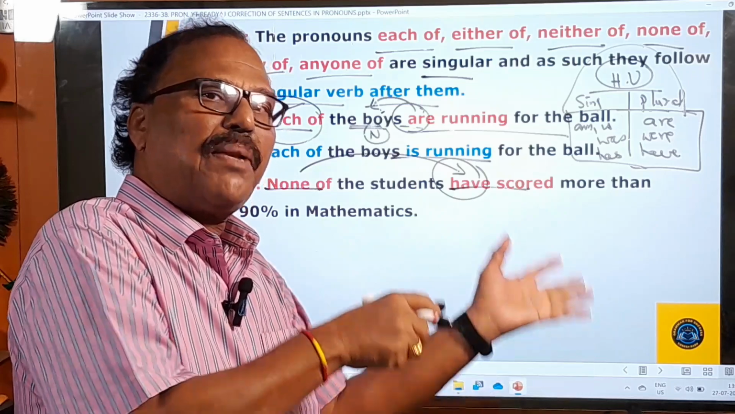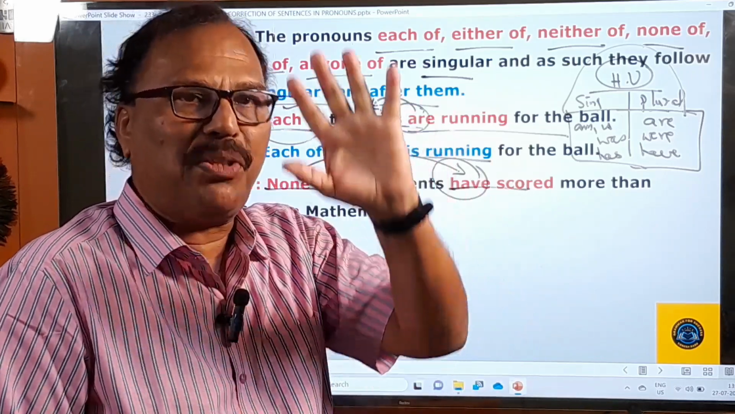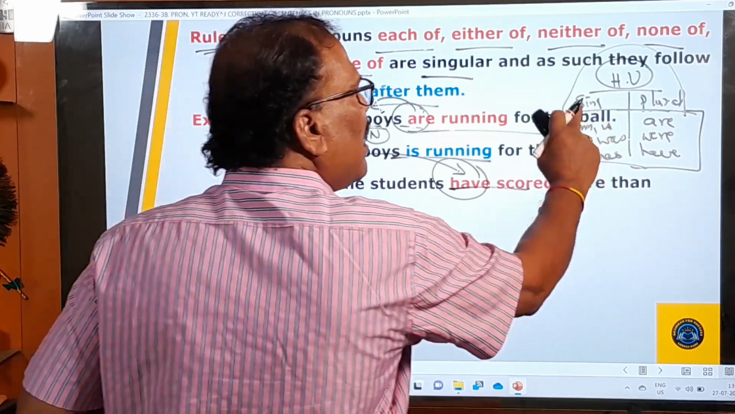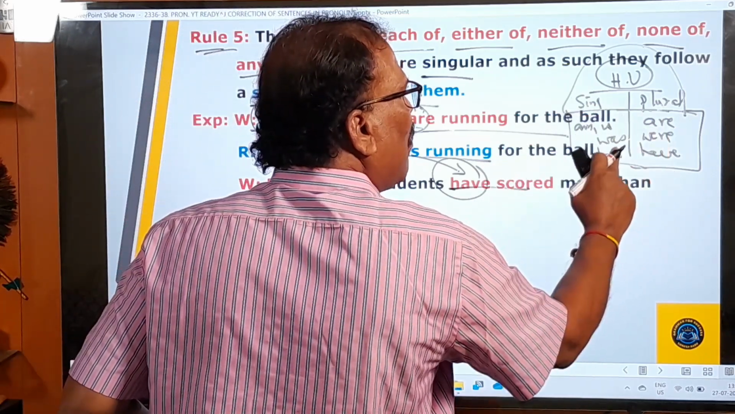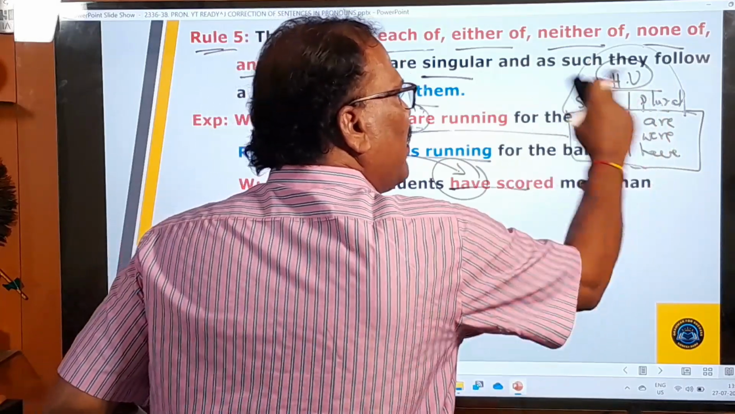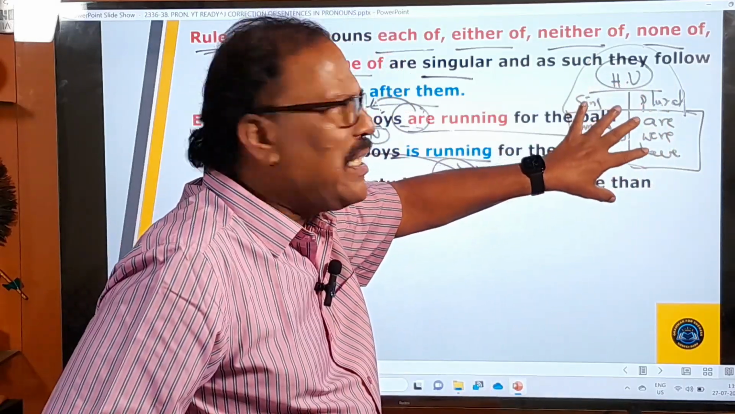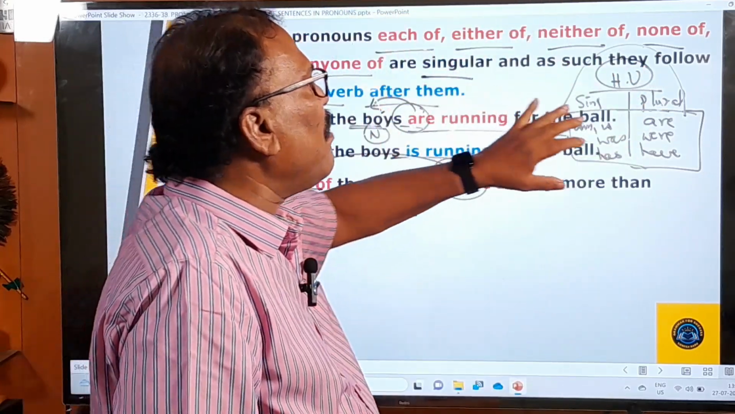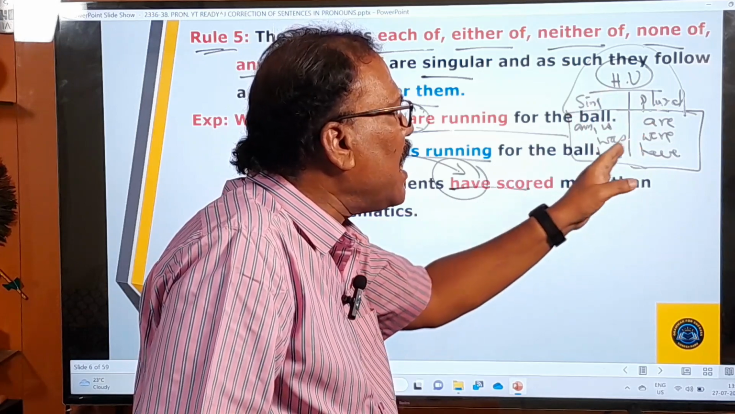Other helping verbs are both singular and plural, and therefore there is no problem with those. The problem is only with these helping verbs. Am is singular, plural is are. Was singular, were plural. Has singular, have plural. So be careful with these. In the examination, they give sentences only with them, not with others, because the others are both singular and plural. That's why they give sentences only with these helping verbs, right?